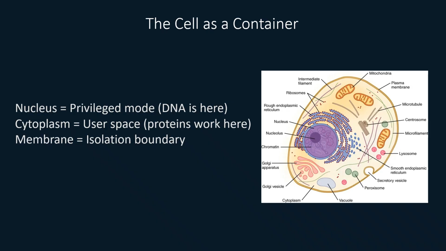A single cell is, in some sense, a self-sufficient, self-maintaining system. It has everything it needs to store information, produce energy, and control its own processes. The nucleus protects genetic material. The cytoplasm is the execution environment where most of the work happens, and the cell membrane works like a firewall, regulating what comes in and out.